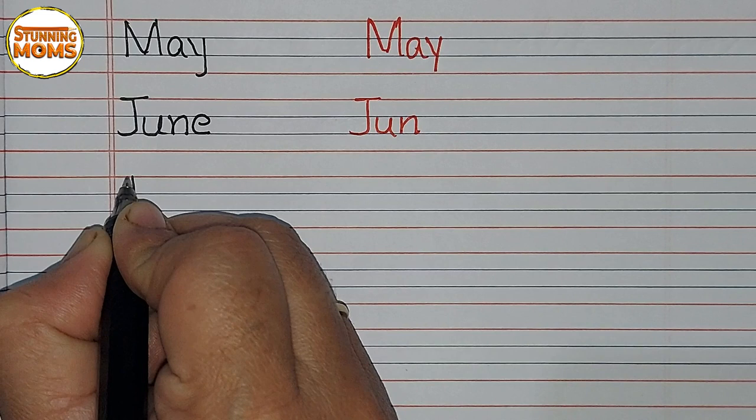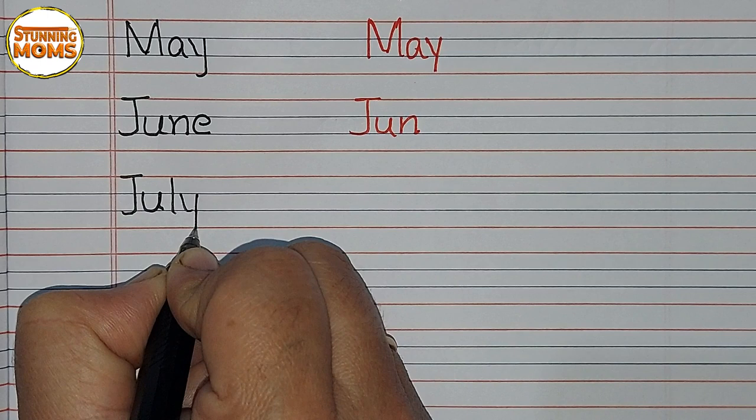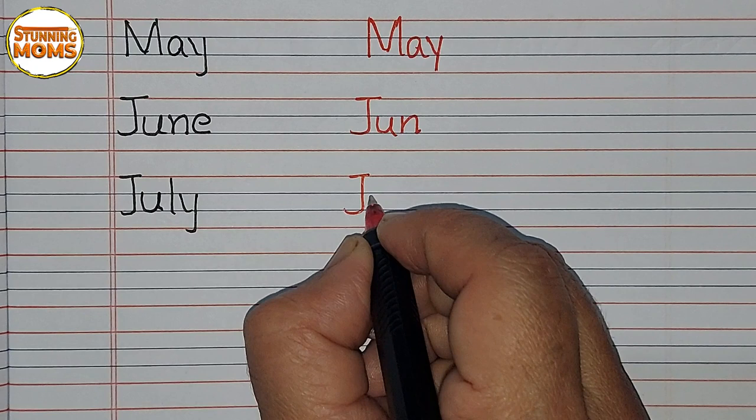July. J U L Y. Shortly we write like J U L.